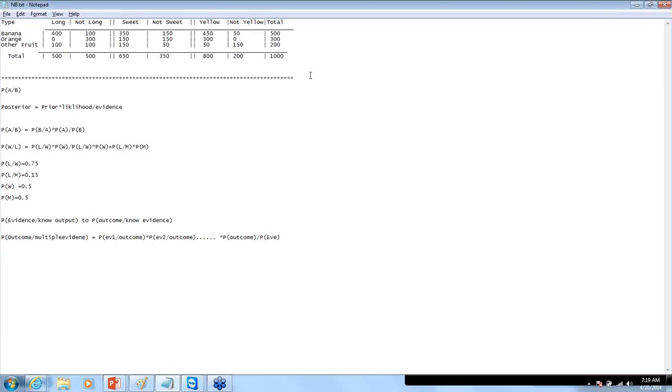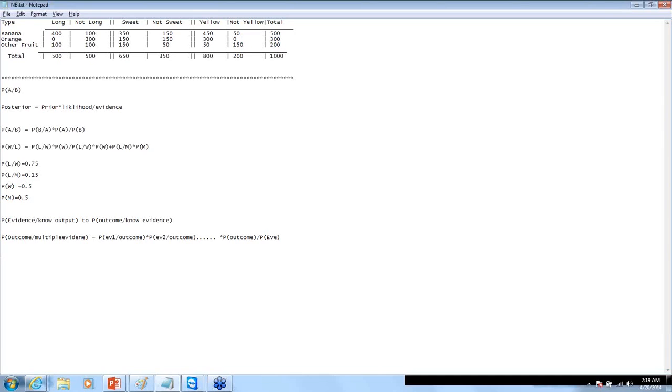let's take an example of how this naive Bayes works in a real situation. For that, you will have to consider this particular table. We have been given a table with three types of fruits: one is banana, another is orange, and one other fruit. We don't know anything about that other fruit, and we are given some characteristics of those fruits.